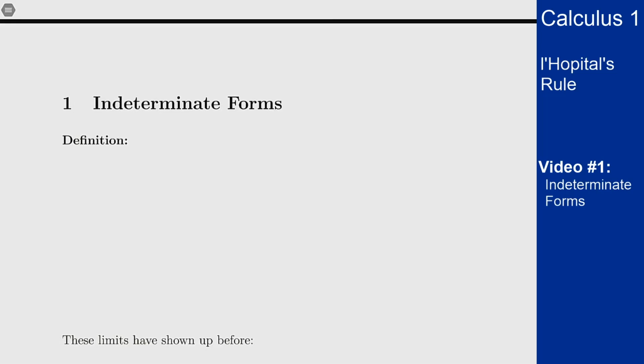In this video, we'll talk about indeterminate forms and a technique we can develop for helping evaluate them. So what is an indeterminate form? Well, it's basically a limit that doesn't have a sort of definite numerical value.